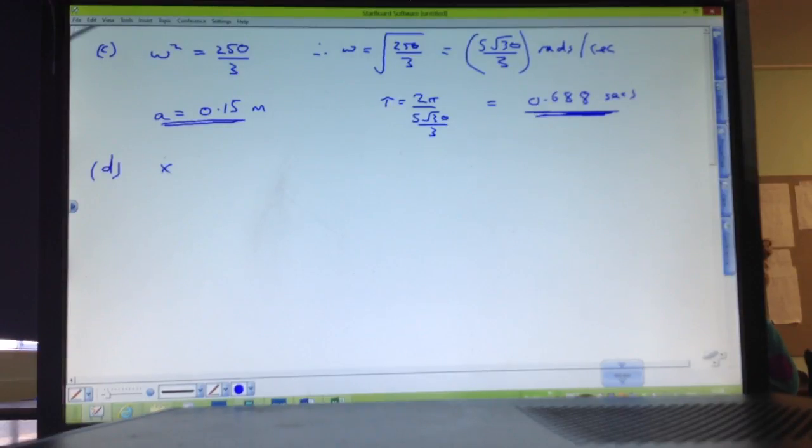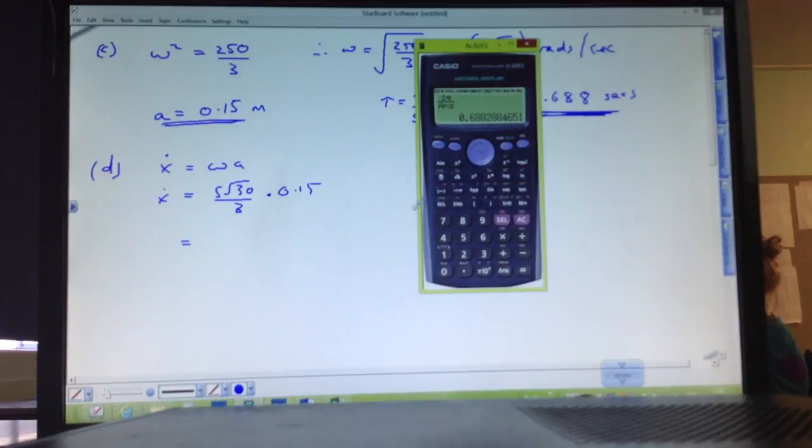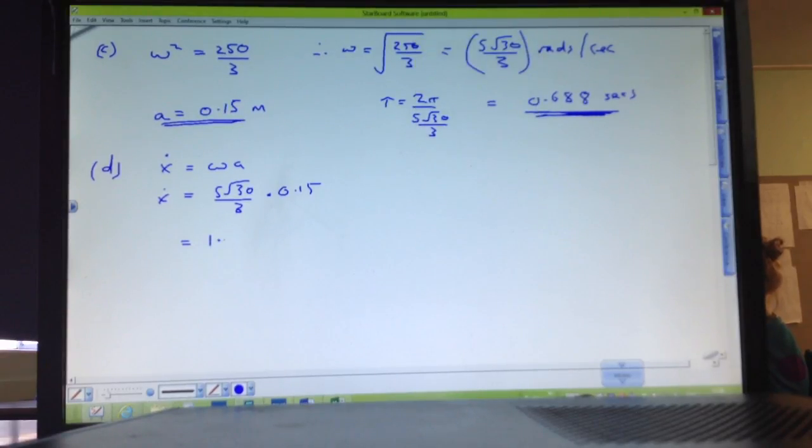Then I know that x dot is equal to what? Omega A. So x dot is equal to omega, which you've just found is 5 root 30 over 3, multiplied by A, which is 0.15. And that gives us... Anyone got it? Root 30 over 4. Is it root 30 over 4? Can someone concur? 1.37. 1.37 metres per second. Okay, so that's the answer for that one there.